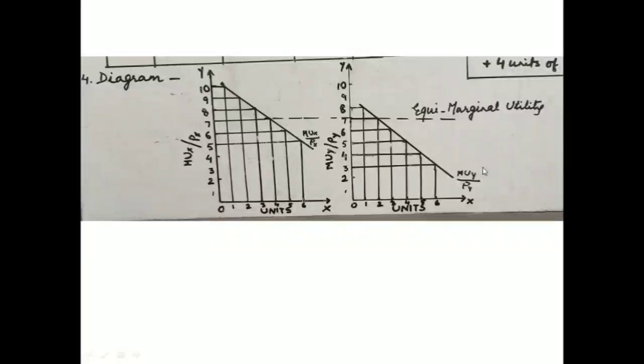You can clearly observe here that when the consumer buys 4 units of X and 2 units of Y, his MUX by PX is equal to MUY by PY, and they are equal to 7 utils. The dotted line represents equal marginal utility, that is 7 utils from the last rupee spent on both the goods. It satisfies both the conditions, that is the proportionality condition and the condition that the income available for the two commodities is being spent entirely.